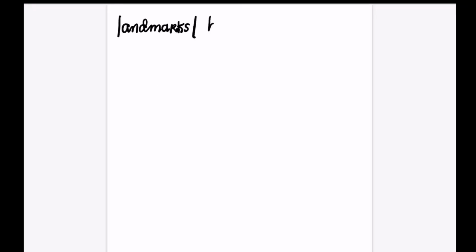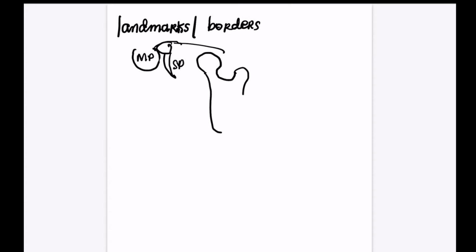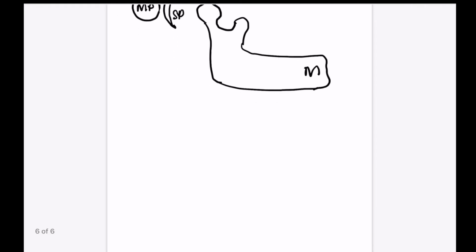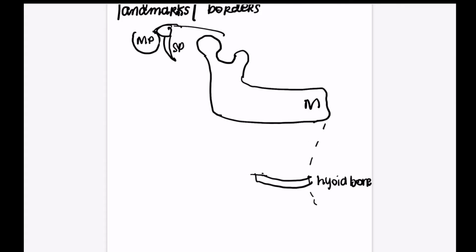First, the landmarks and the borders. For the first landmark, the mastoid process. Second is the styloid process. Third one is, of course, this one, the mandible. And lastly, the hyoid bone. Now remember, this is called the digastric triangle because its borders are formed by this important muscle.